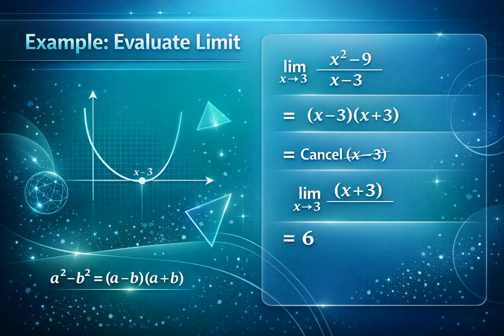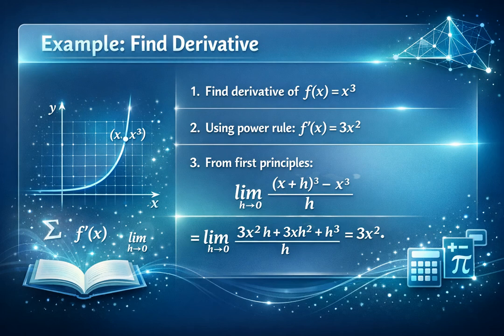Let's evaluate the limit as x approaches 3 of x squared minus 9 over x minus 3. Factor the numerator as x minus 3 times x plus 3. Cancel x minus 3 from numerator and denominator. We get the limit as x approaches 3 of x plus 3, which equals 6. Always simplify before evaluating.